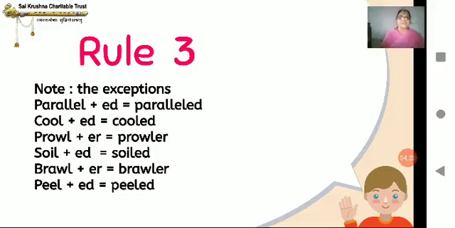Prowler. Soil plus ed is soiled. Soiled means to make your clothes dirty. Brawl plus er is brawler. And peel plus ed is peeled. Peeled means removing the peels. Okay?